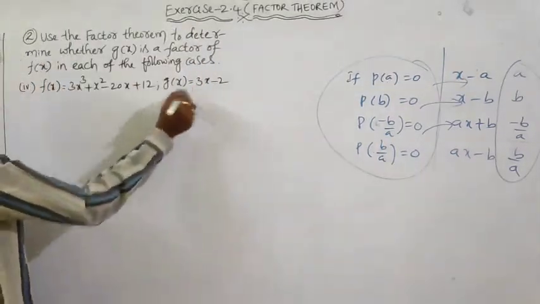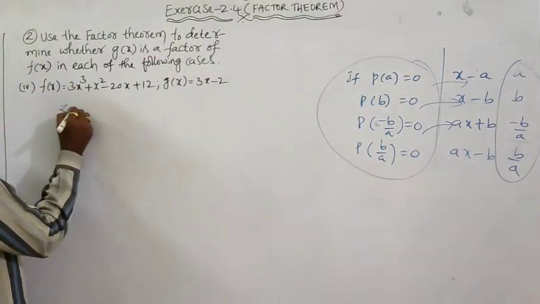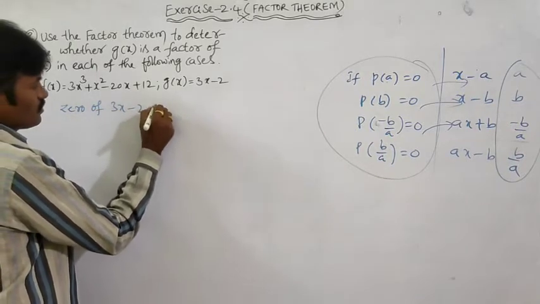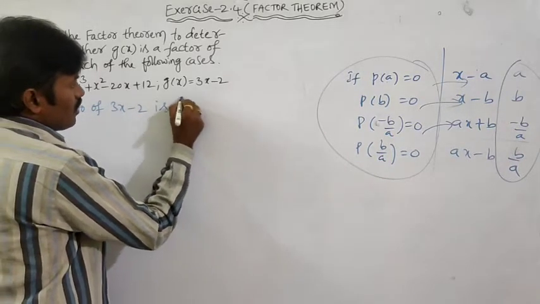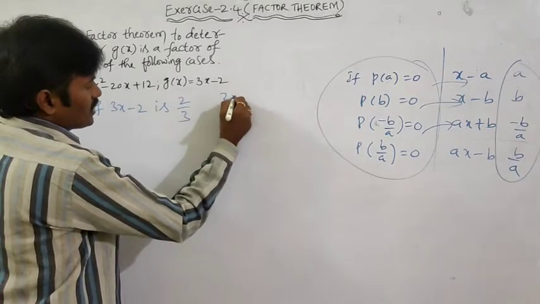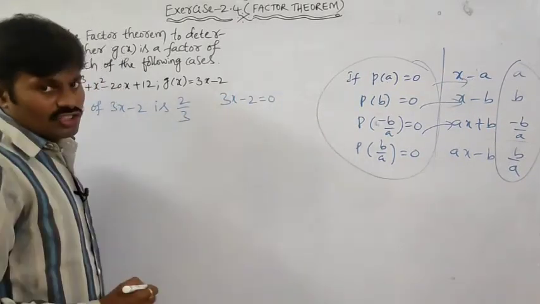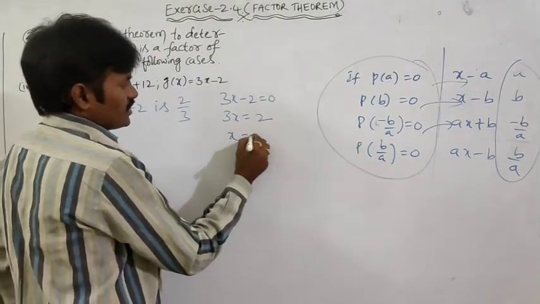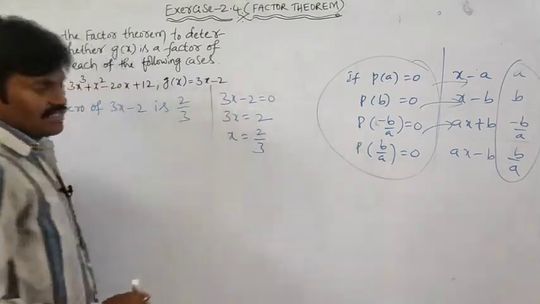Similarly here, what is the 0 of 3x minus 2? Is 2 by 3. How? Because 3x minus 2 make equal to 0. Then 3x is equal to 2. X is equal to 2 by 3. Solving linear equation. Okay.